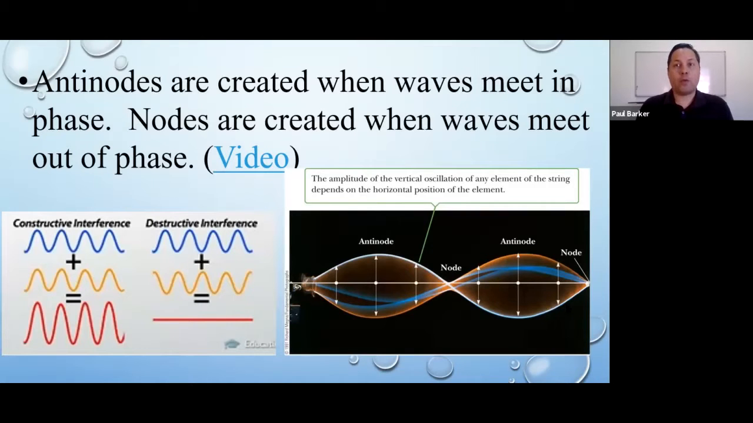Antinodes are created when waves meet in phase. For example, in the picture on the bottom left corner, we have these two waves here in blue and yellow, and they're going to meet in phase. Notice that will create larger displacement from the equilibrium point, so a larger amplitude. On the other hand, nodes are created when waves meet out of phase. So here our blue wave and our yellow wave are out of phase. When one goes up, the other one goes down. They end up canceling each other out, so you get no wave. So that creates a node.